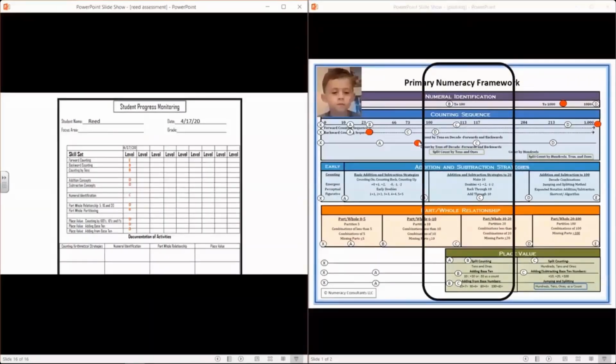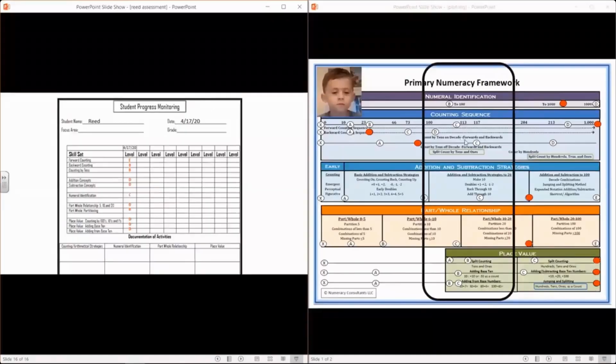He wasn't able to make that jump into the hundreds, which is really common for a first grader. And he probably didn't get it right because he's never had instruction on that area. His addition and subtraction strategies were phenomenal. He was a level D. If we go through his part-whole relationship, he was a level D, which meant he had mastery up to 20. And his place value was very, very strong, and he was a level D on all of those right down there.